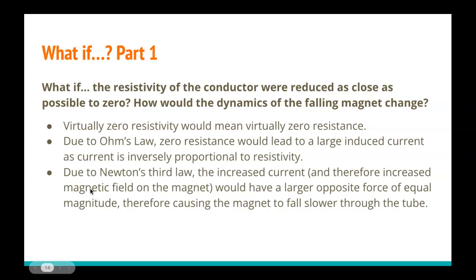Now for the what if question. What if the resistivity of the conductor were reduced as close as possible to 0? How would the dynamics of the falling magnet change? Virtually zero resistivity would mean virtually zero resistance. Due to Ohm's law, zero resistance would lead to a large induced current, as the current is inversely proportional to resistivity. Due to Newton's third law, the increased current and therefore increased magnetic field on the magnet would have a larger opposite force of equal magnitude, therefore causing the magnet to fall slower through the tube.